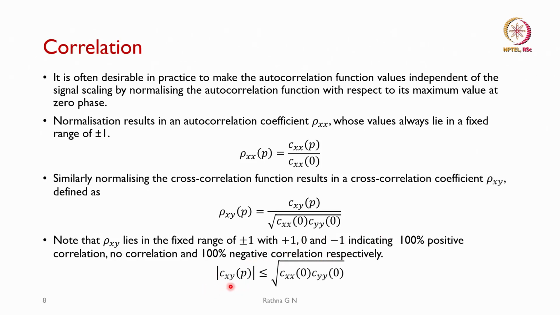So, what does it say? That the magnitude of our cross correlation should be less than or equal to the square root of this function basically.